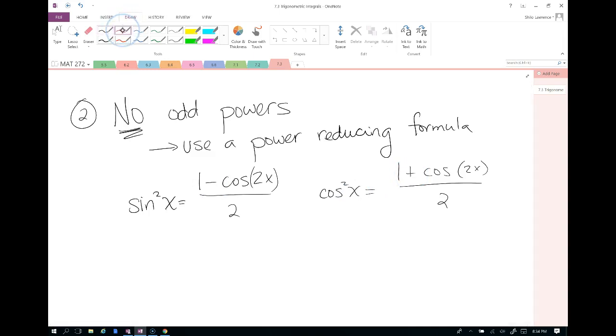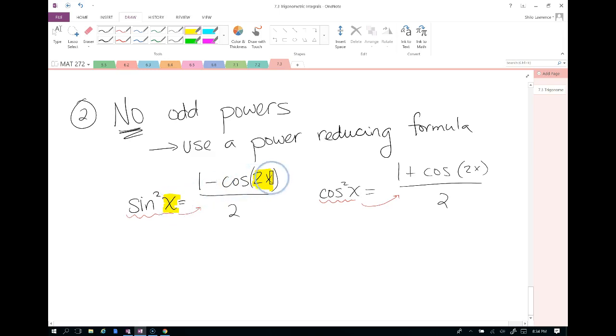This is a power reducing formula because we're starting with something that has a squared in it, and we're going to replace it with something that does not have a square in it. Starting with a square, replacing without a square. But an important thing to note here is that when you do this, your angle doubles.